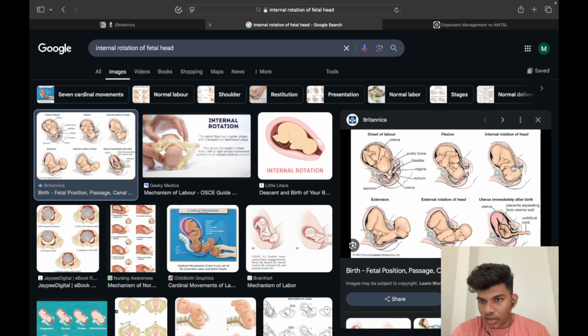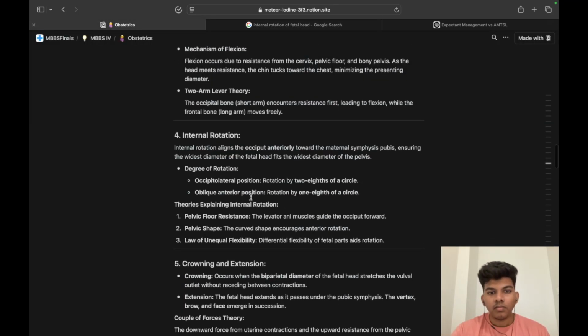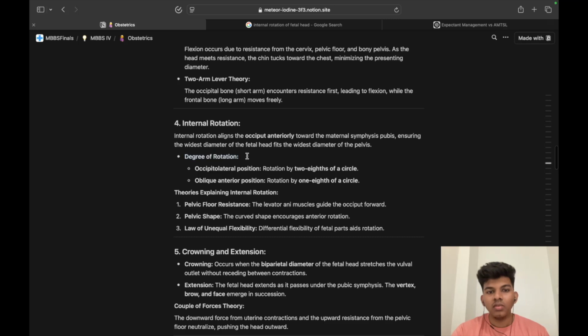So one thing is, the widest diameter of the fetal head should align with the widest diameter of the pelvis. So that is one of the things. Another important thing is that when the occiput touches the pubic symphysis, it slips in more easily. So that is another thing. So the degree of rotation matters, it's not just any rotation, it should be a proper rotation. By how much, the quantity is also important.